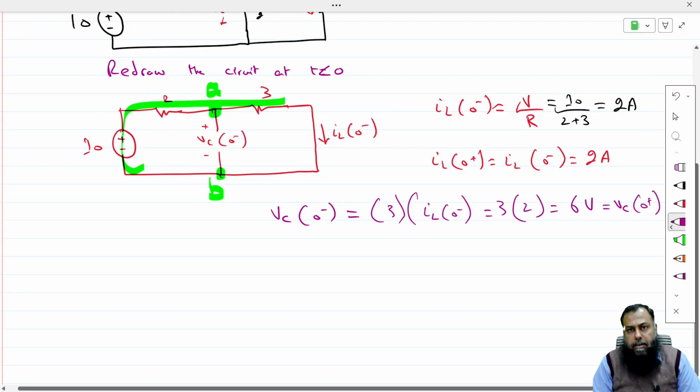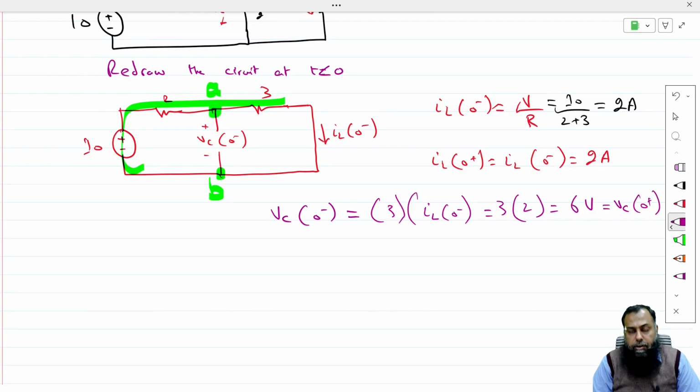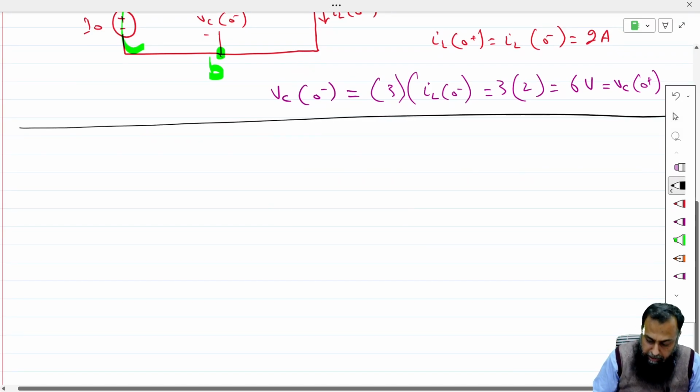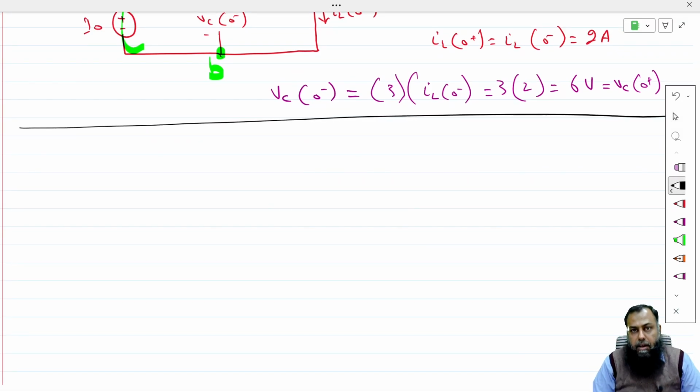So you can see that it is very easy. Once you redraw the circuit, you replace the capacitor with an open circuit and you replace the inductor with a short circuit. Thereafter it's just the application of the basic circuit analysis methods to find out the voltage across the capacitor and the current through the inductor. Next, we will solve another numerical here, and we will see what else we can find out once we calculate the value of the initial conditions. So let me draw a circuit here.